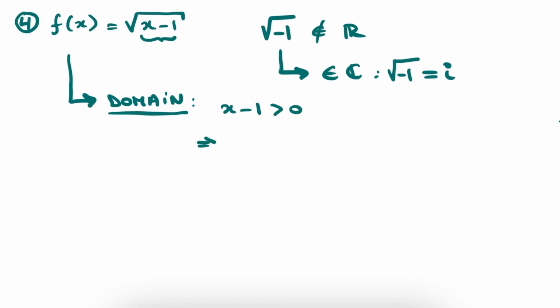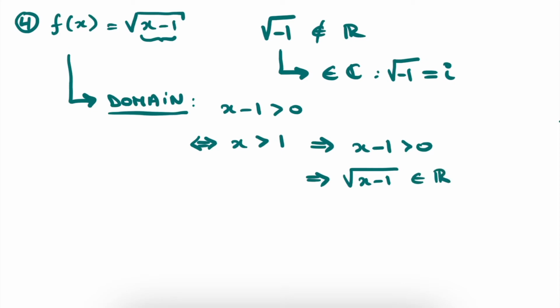With this reasoning, we know that x minus 1 needs to be larger than 0. And of course, we can bring this minus 1 to the other side of the inequality sign, leaving the inequality sign as is, in order to get that x needs to be larger than 1. And if x is larger than 1, that means that x minus 1 will be larger than 0. And if x minus 1 is larger than 0, we know that the square root of this number, x minus 1, will be indeed a real number.